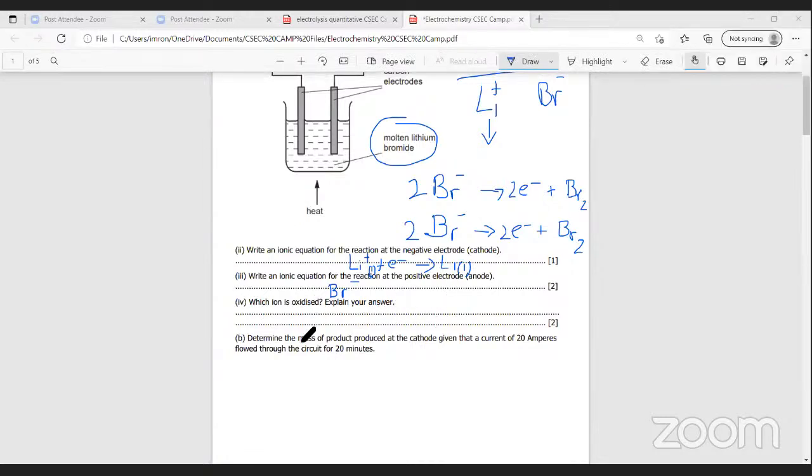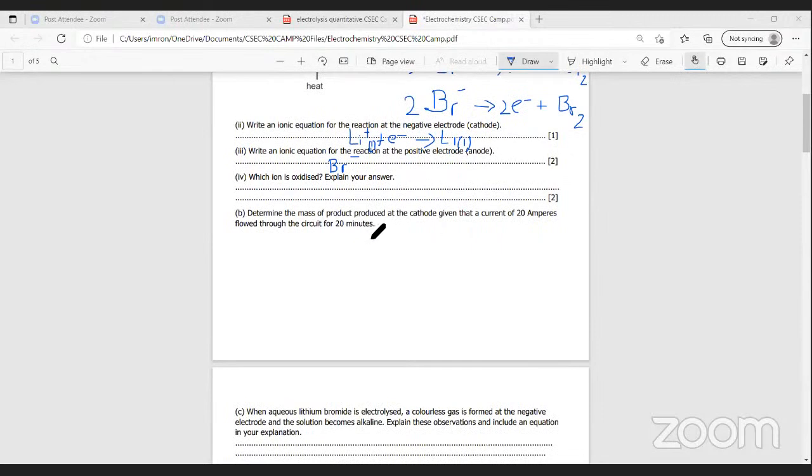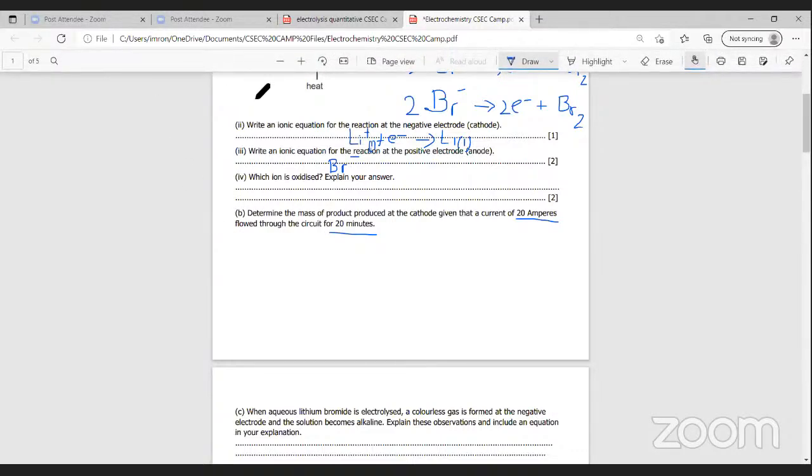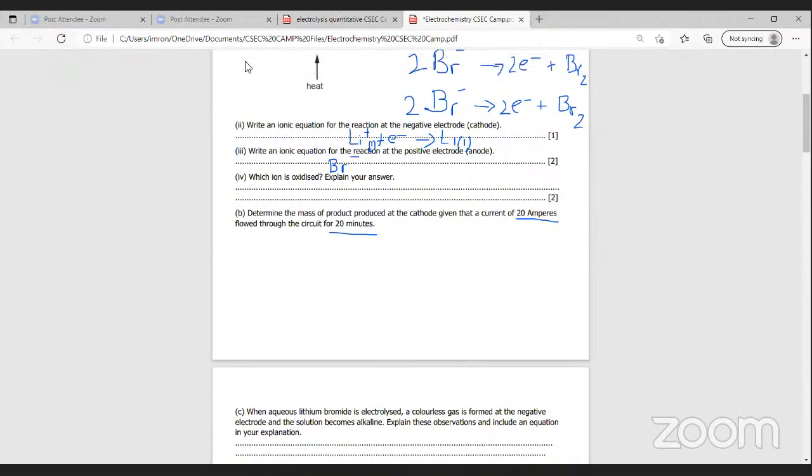So let's go. Determine the mass of product produced at the cathode, given that a current of 20 amperes flowed through the circuit for 20 minutes. All right, I'm going to give you a couple of minutes to have a go at this one, and then we will discuss it.